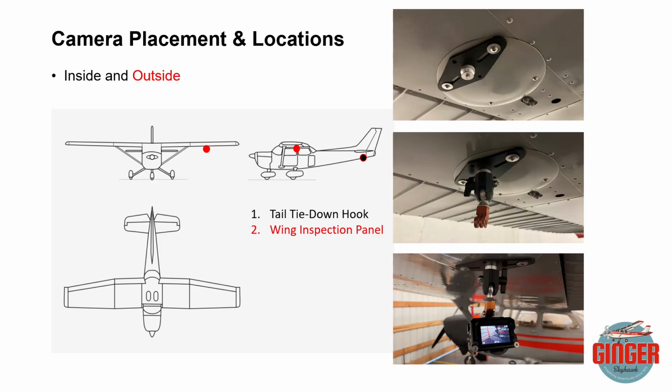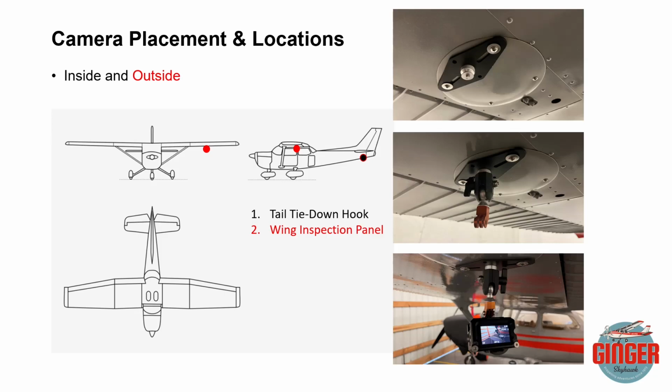Another outside location that I really like is on the inspection cover on the left wing. Now, I really want to make sure that you know that this camera location, as well as the tail location, have to be temporary locations that cannot be permanently affixed. They have to be easily removed, which both of those locations are.